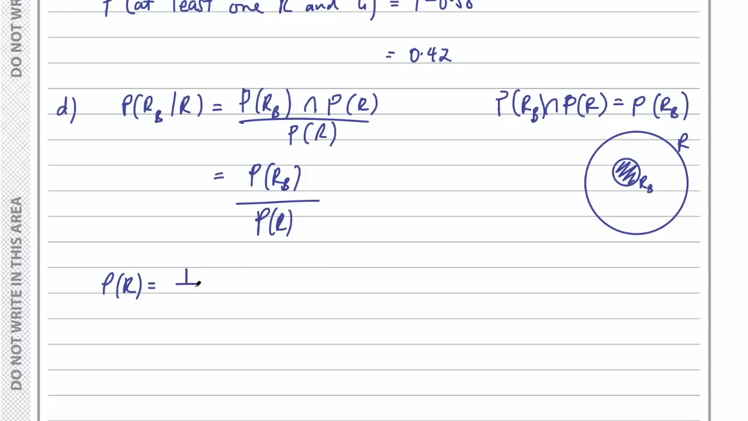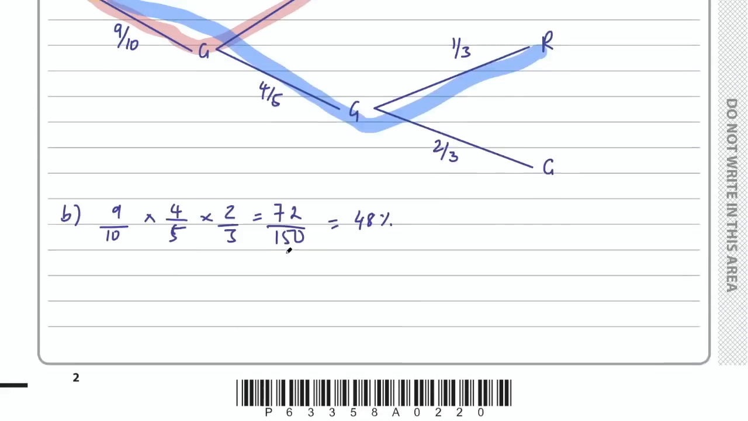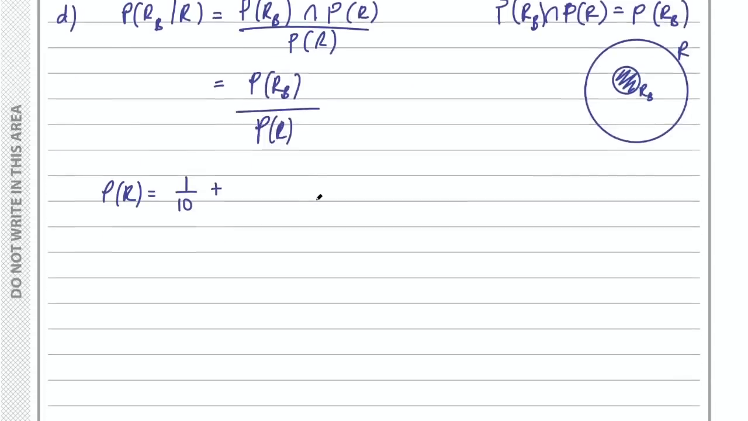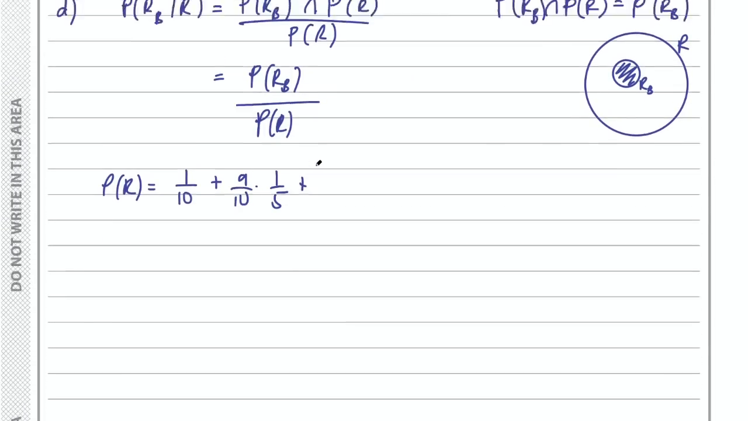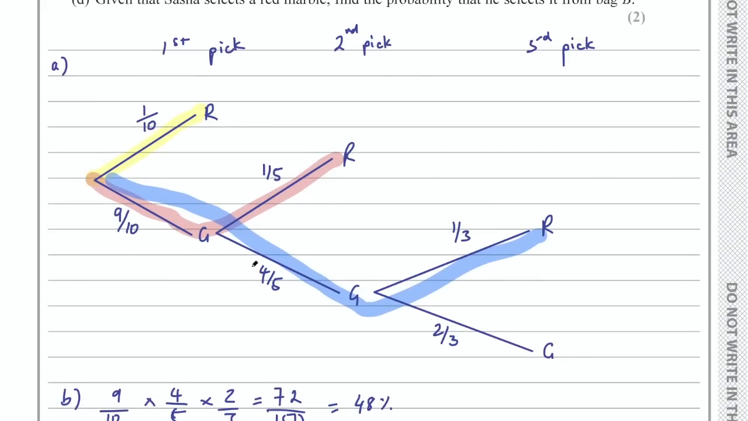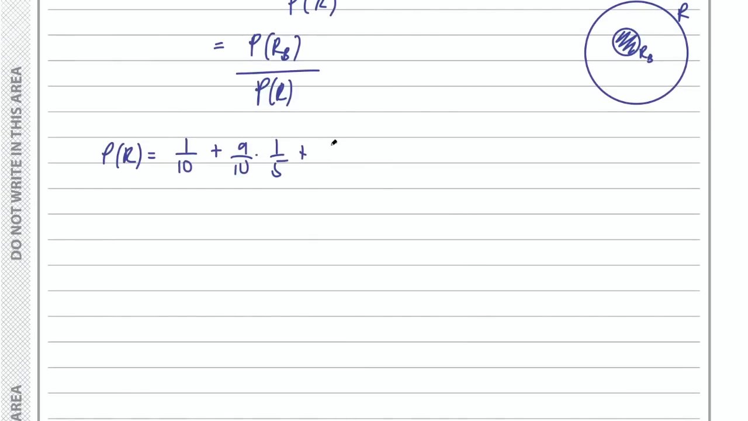It was 1 out of 10, plus 9 over 10 times 1 over 5, plus the last red marble, 9 over 10 times 4 over 5 multiplied by 1/3. And that's going to give us the probability of a red marble. Let's go ahead and evaluate this. It might be easier doing this as decimals, but I'm used to using fractions. This is 36 over 150.